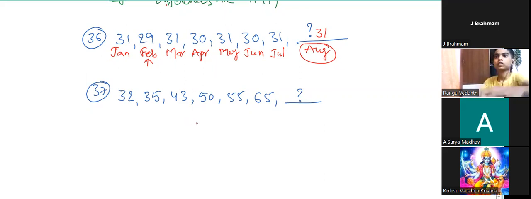Sir, are these composite numbers? No, 43 is not composite, 43 is a prime number. And all these numbers are not consecutive. Are these minus 1? You're asking, 32 plus 3? If you want, I can give the hint, sorry, not the logic.